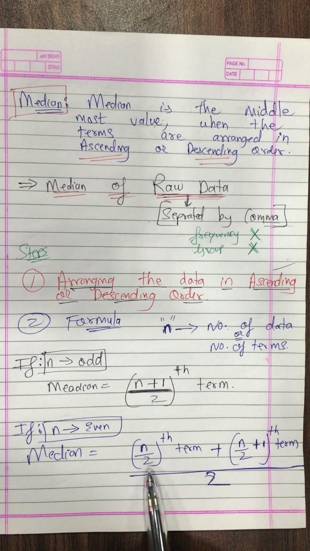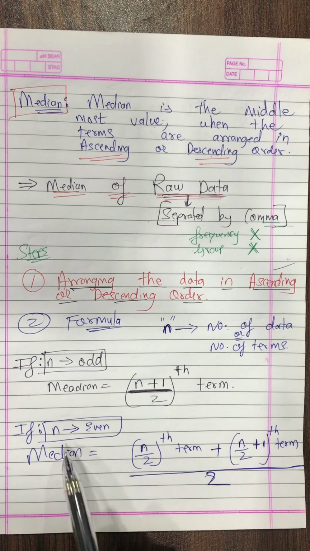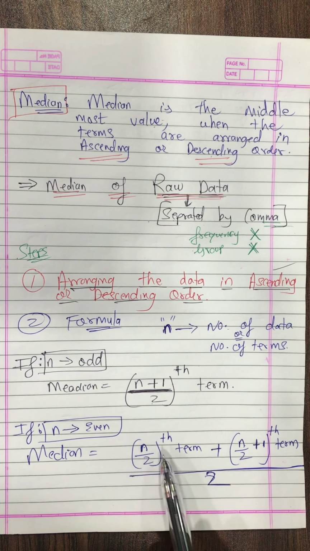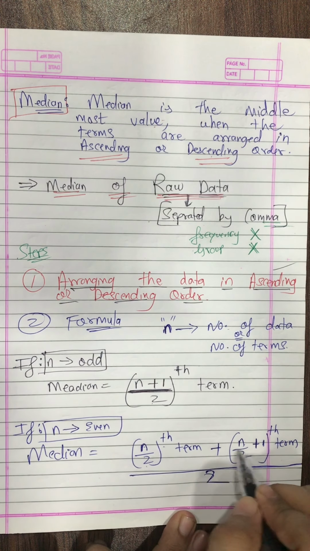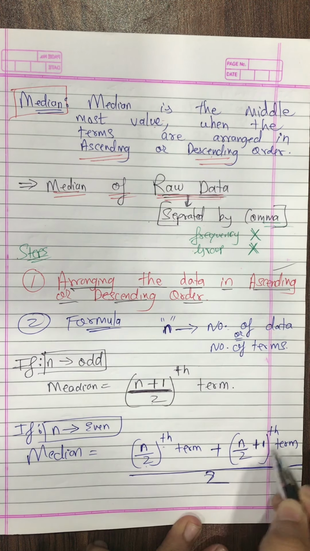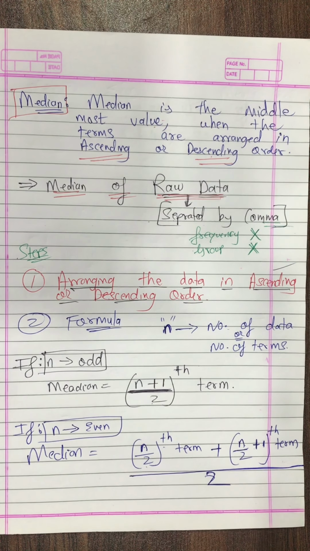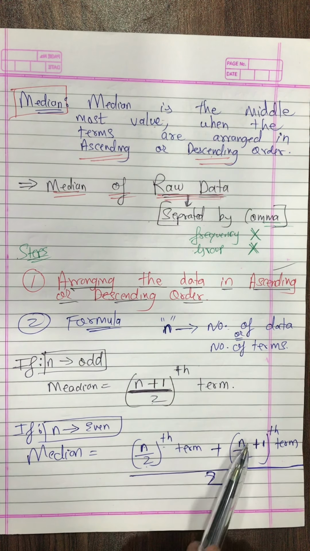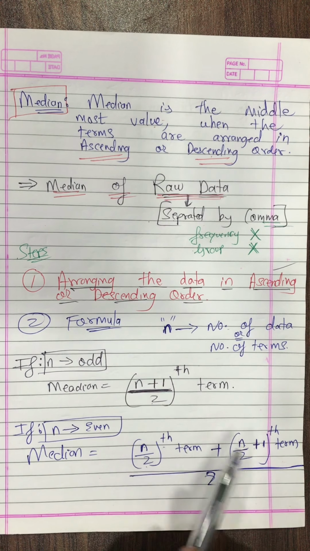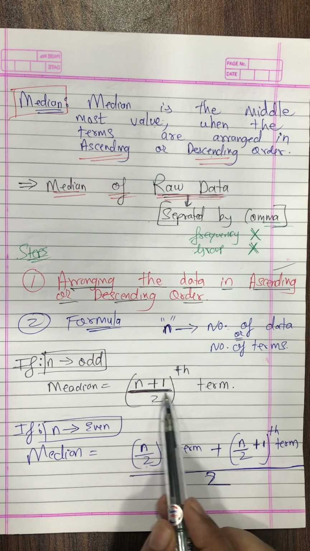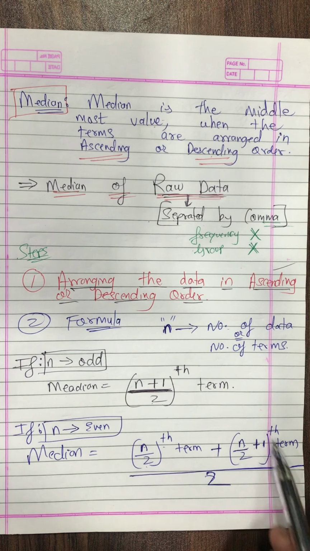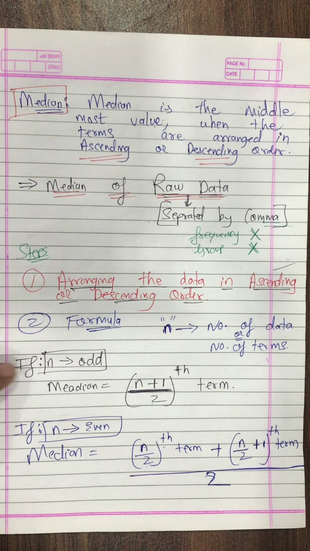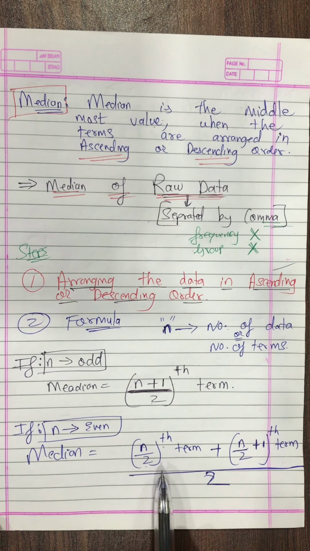Students, n upon 2, what is n? Number of data. Okay, total number of data. N upon 2nd term plus n upon 2 plus 1th term, the whole upon 2. There is a difference between these two. Students often get confused. Here it is n plus 1, the whole upon 2, and here it is n upon 2 plus 1th term upon 2. So this is the formula when n is odd. This is the formula when n is even.